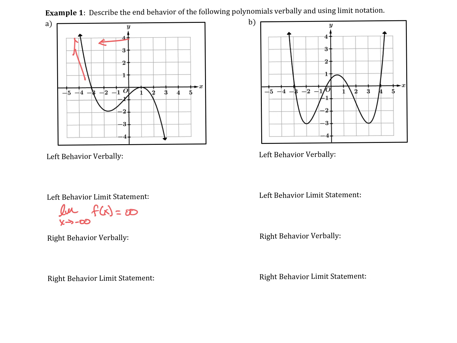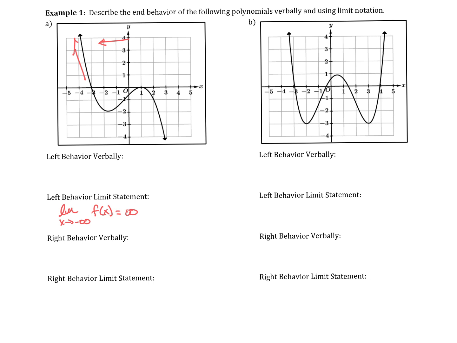The way that we'd read this: this is the limit as x decreases without bound, my function increases without bound. My limit as x approaches negative infinity goes to infinity. I'll read it again. The limit as x decreases without bound, my function increases without bound. All right, let's do it again.